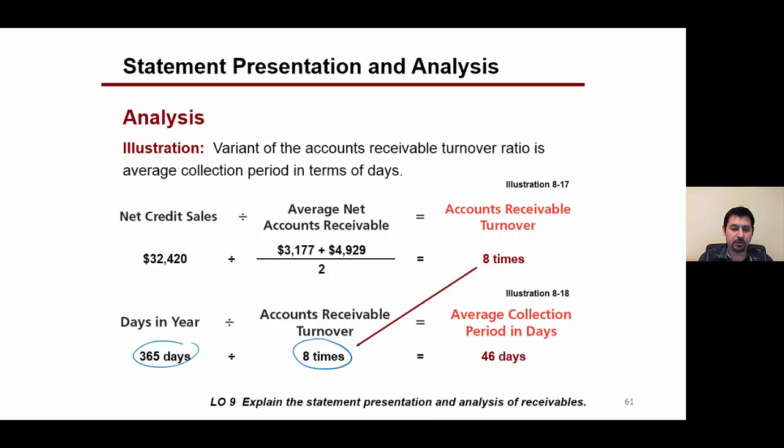And this ratio, the average collection period in days, tells us how efficient and effective the credit collection of the company is. So basically, whether the company has good collection policies and good credit policies in general.